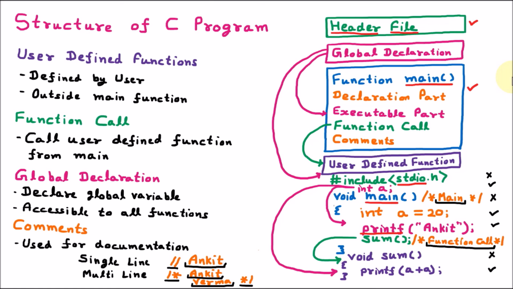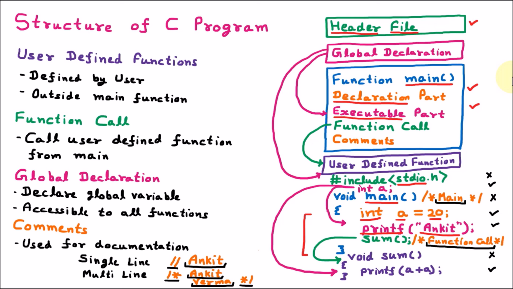Then afterward, we have the declaration part. This declaration is inside the main. Just like I have declared one variable int a and given the value as 20, this is called a local declaration because it is accessible inside the boundary of main only. It cannot be accessed outside. Then afterward, we have the execution part. The execution part contains the code which will be executed. Just like we have used printf Ankit. Now this will be displayed onto the user screen. So this is the executable part.